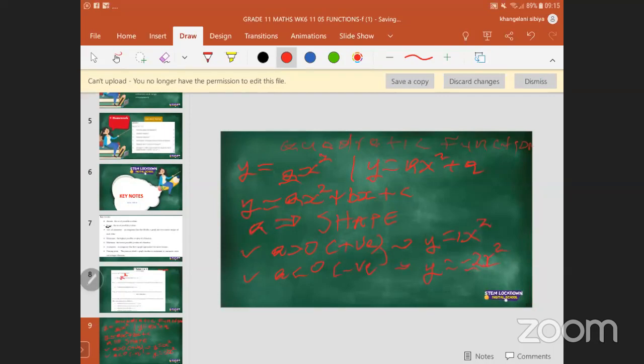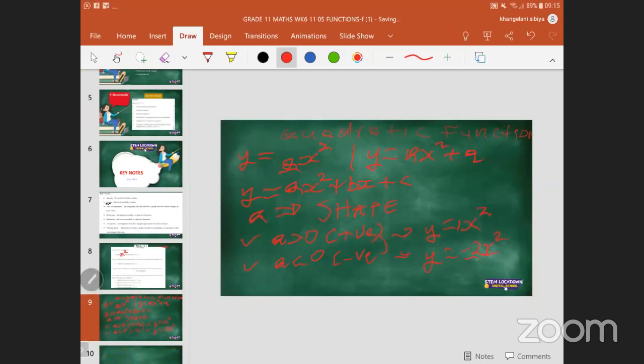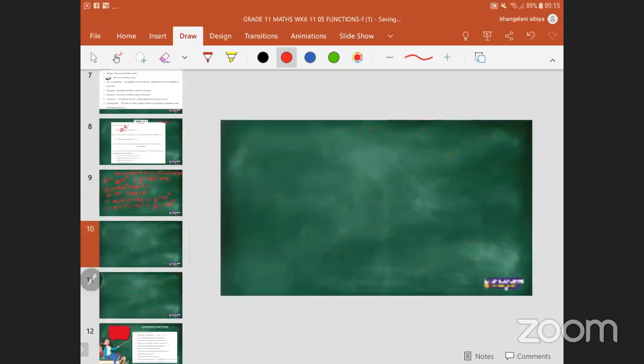Now let's take the first one, whereby our a is greater than 0. Now I'm trying to recap what Ms. Shabalala did. If a is greater than 0, let's take an example. If we have y equal to x squared, then the shape of this graph will be concave up. The concave up is something like this. This is your concave up.